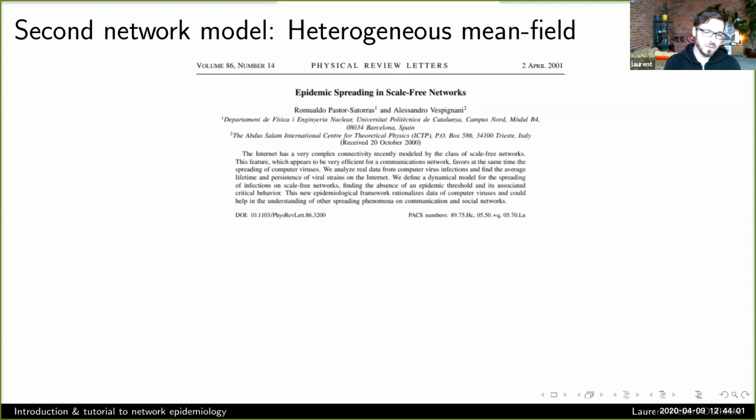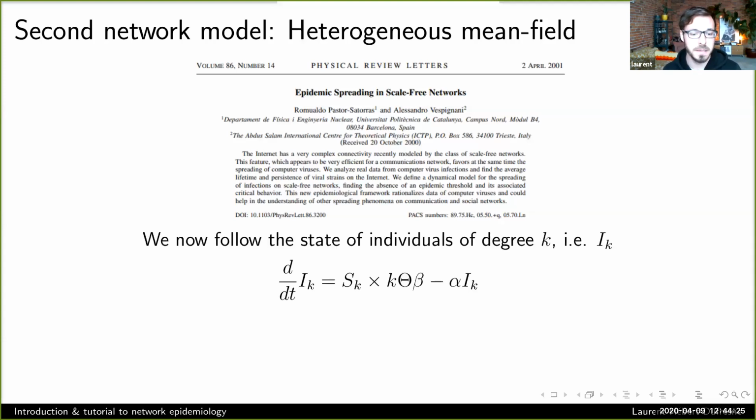So even before those adaptive models, there were what I guess are better models, in the sense that they include the pairwise models as special cases, and they allow us to consider the full range of heterogeneity, or the full range of a degree distribution. So another favorite of mine is this Epidemic Spreading in Scale-Free Networks paper by Pastor-Satorras and Vespignani in 2001.